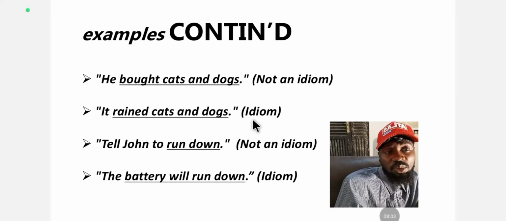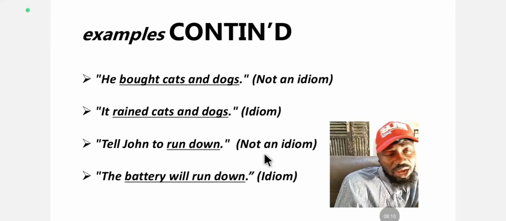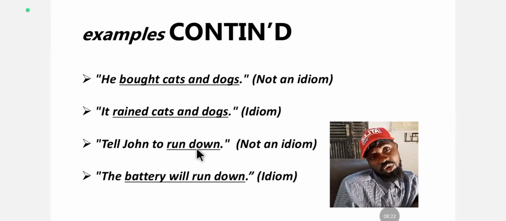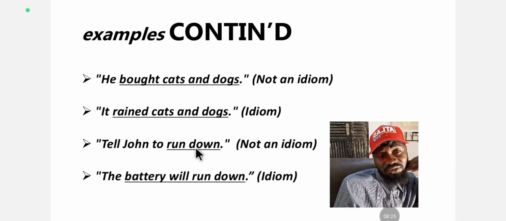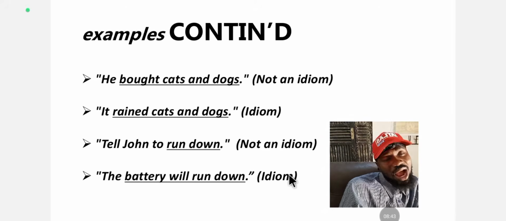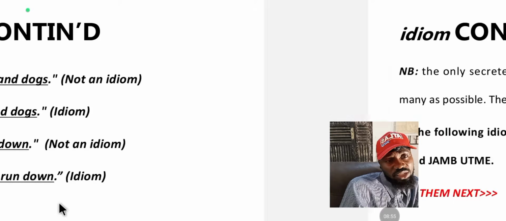Let's look at the next example. It reads: tell John to run down. That is not an idiom. Run down, you don't use it for living things. You use run down for non-living things as an idiom, but here it is not serving as an idiom. But when you say the battery will run down, that's an idiomatic expression. Why is it an idiomatic expression? Because it's talking about a non-living thing, that a non-living thing having a battery will run down. That's so correct. Moving on.